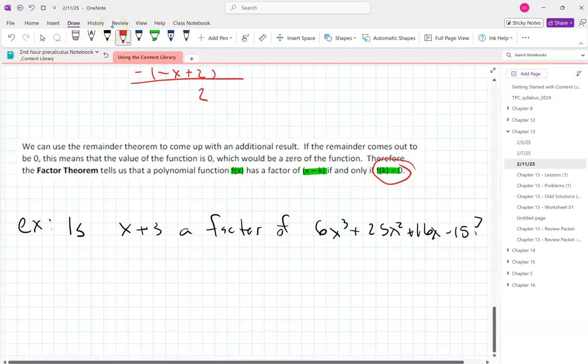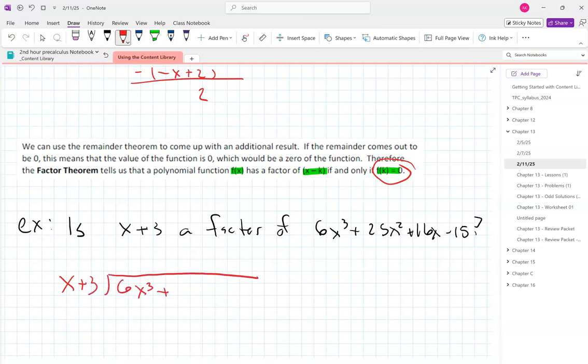So is x plus 3 a factor of 6x cubed plus 25x squared plus 16x minus 15? Well, one way we could do that would be to do the polynomial division. So I'd say, okay, what times x gives me 6x cubed? Well, that would be 6x squared.